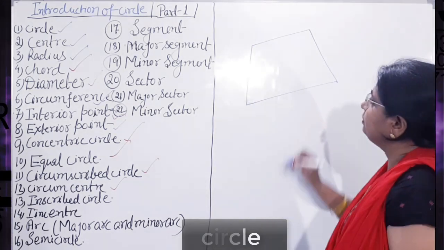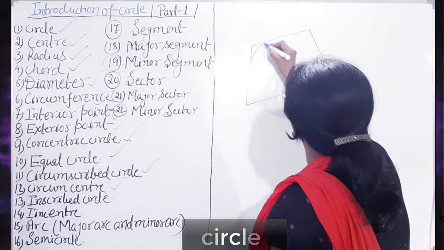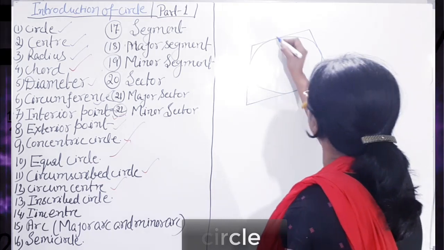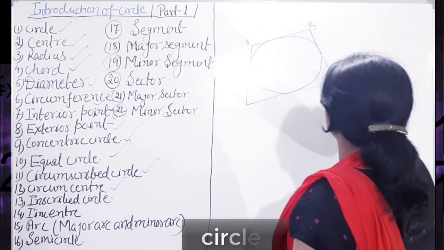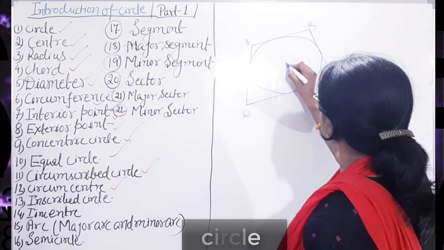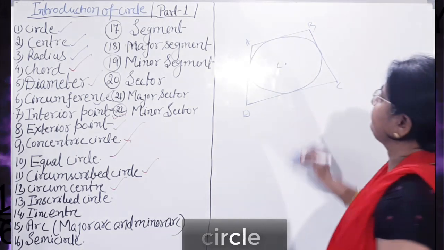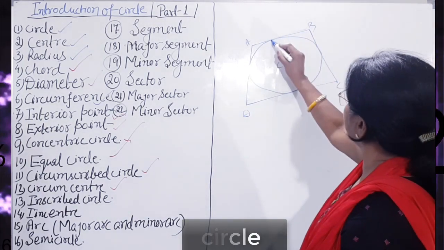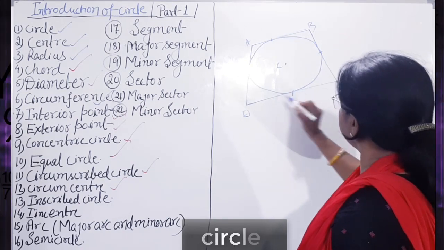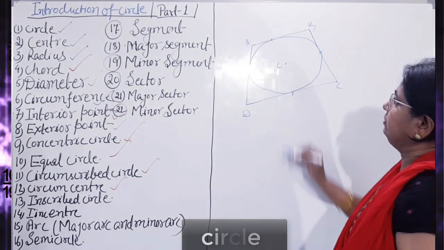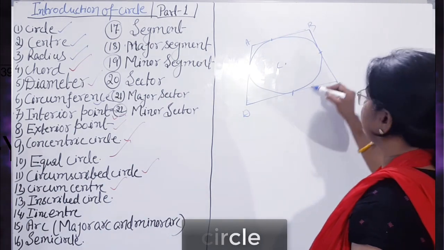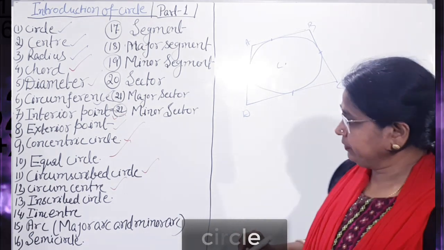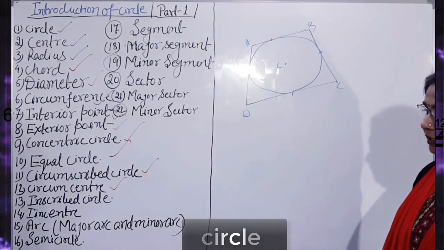Taking one quadrilateral ABCD. Now a circle passing through all the sides of this, touching AB, BC, DC and DA. Then the circle passing through all the sides of a polygon, a quadrilateral, is called an inscribed circle.